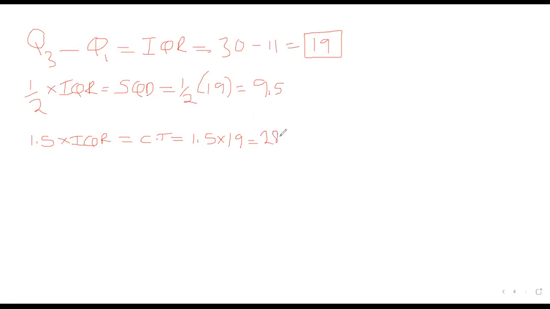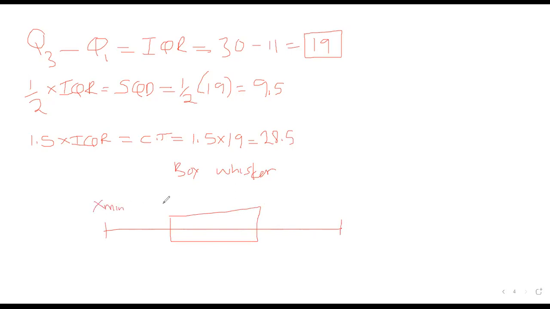28.5. Correct. Now, there's a special plot that we call a box whisker plot. It has 5 key elements. Number 1, we need to draw the lowest value of x and the highest value of x. So x min and x max. So you need to find the x min, the Q1, the Q2, the Q3, and the x max. So what is our x min?